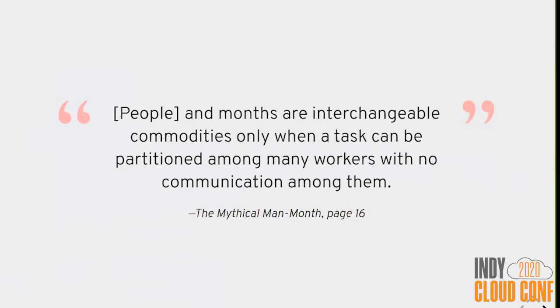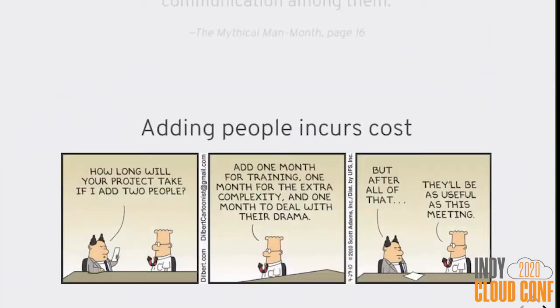People and months are interchangeable commodities only when a task can be partitioned among many workers with no communication among them. No communication among them. If the different workers have to coordinate at all, then the value of adding more people is lower than the value of a single person. The more people you add, the more overhead you create. And adding people, especially late, incurs cost.